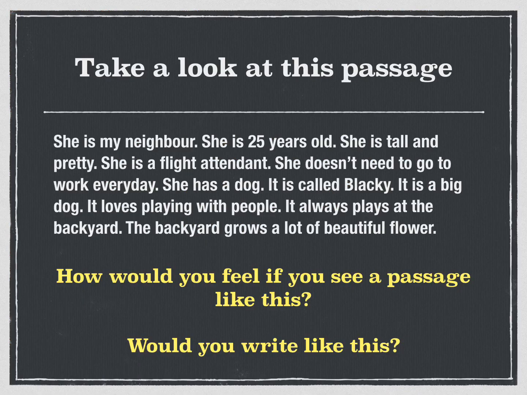Let's take a look at this passage. She is my neighbor. She is 25 years old. She is tall and pretty. She is a flight attendant. She doesn't need to go to work every day. She has a dog. It is called Blackie. It is a big dog. It loves playing with people. It always plays at the backyard. The backyard grows a lot of beautiful flowers.